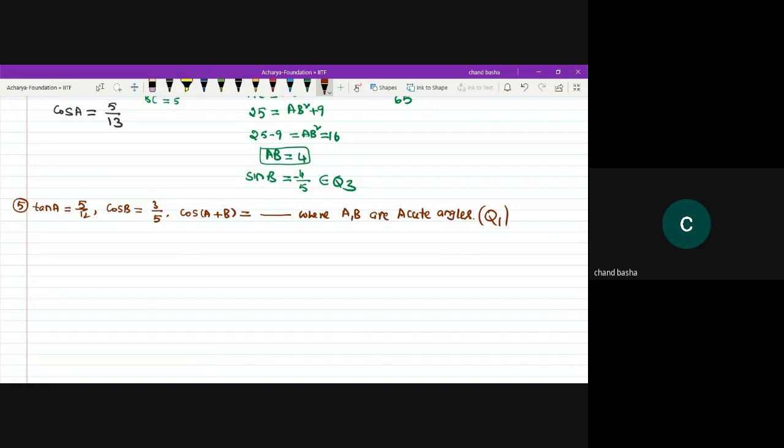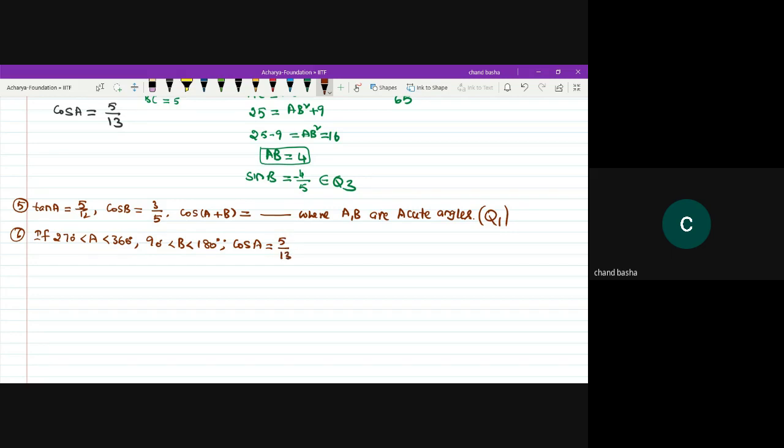The next problem, problem number 6. These two questions are left for you. If A is restricted in the fourth quadrant, that is between 270 degrees and 360 degrees, and 90 degrees is less than B, less than 180. So A is in the fourth quadrant. B should be in which quadrant? Second quadrant, 90 to 180. Second quadrant, very good.